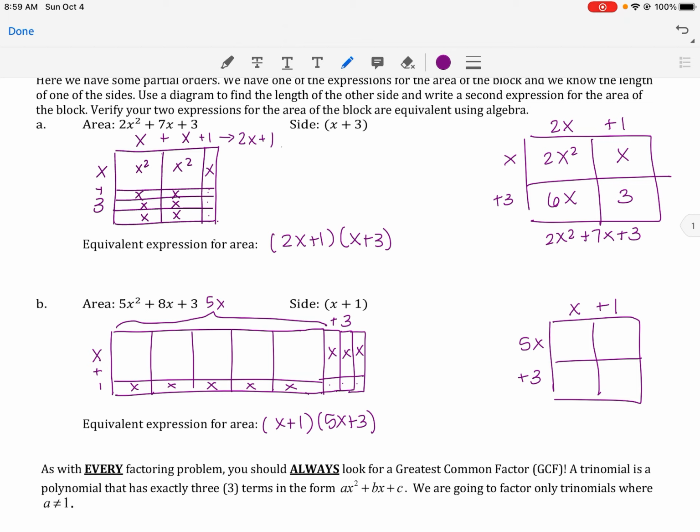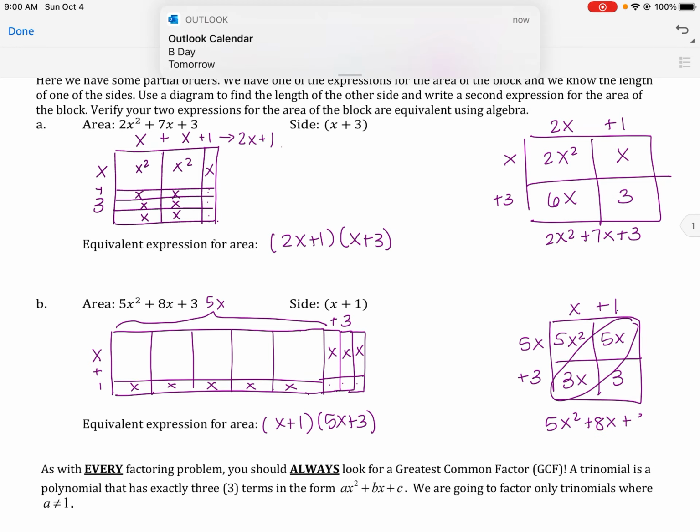So now we multiply what's on each side of the box. 5x times x is 5x squared. 5x times 1 is 5x. X times 3 is 3x. And 1 times 3 is 3. So now let's add it together. 5x squared. 5x plus 3x is 8x plus 3.